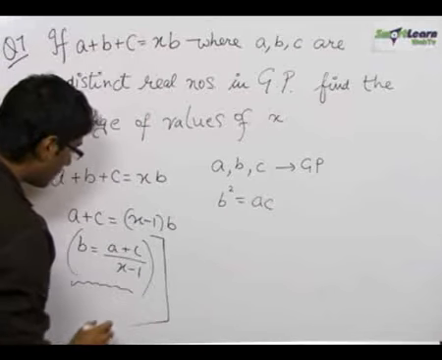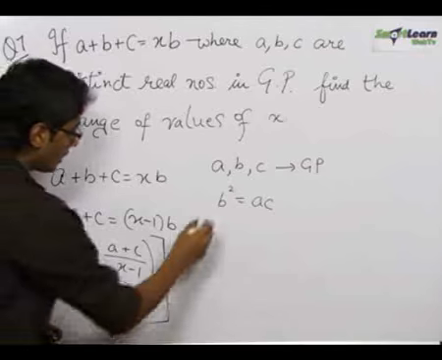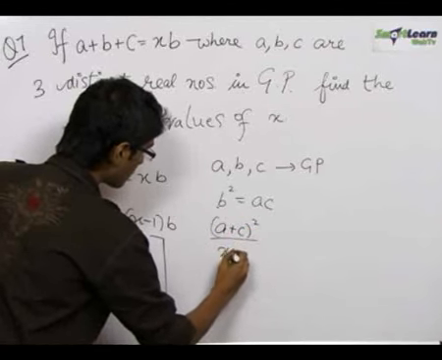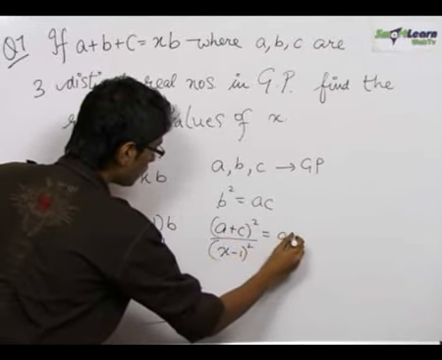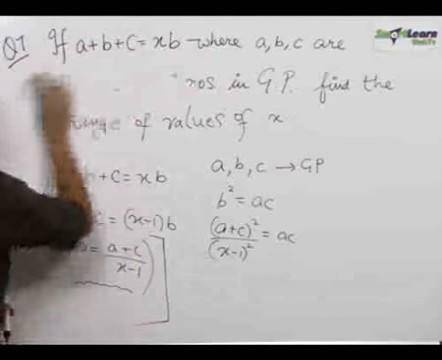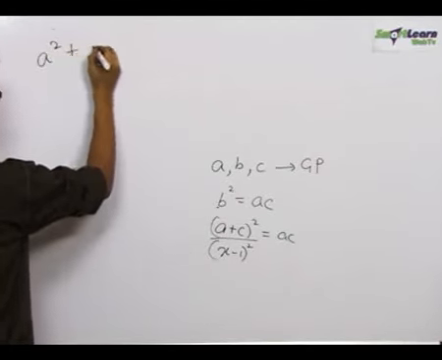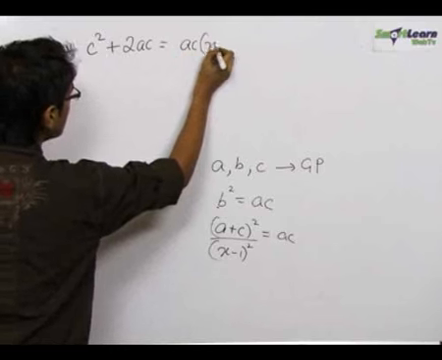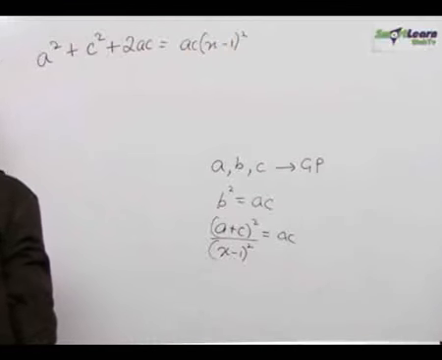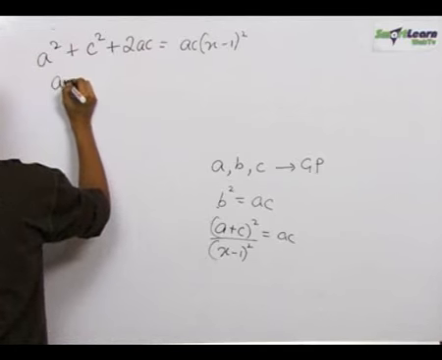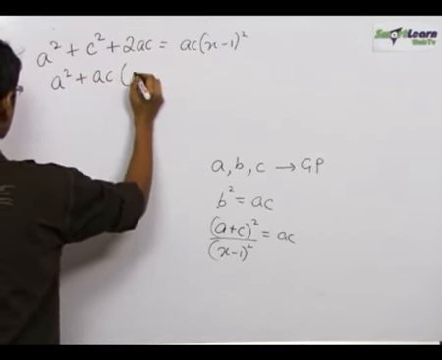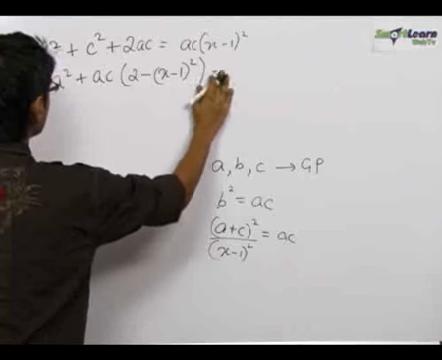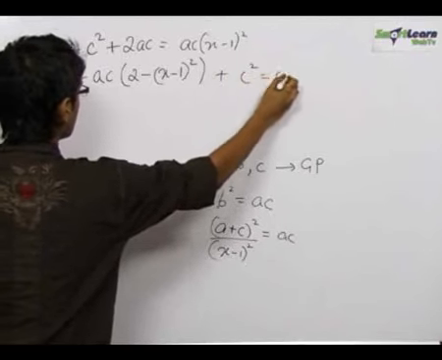Now substituting the value of b as a plus c upon x minus 1 in this expression, we get a plus c whole square upon x minus 1 whole square is equal to ac. On further simplification, we get a square plus c square plus 2ac is equal to ac into x minus 1 whole square, which gives us a square plus ac times 2 minus x minus 1 whole square plus c square is equal to 0.